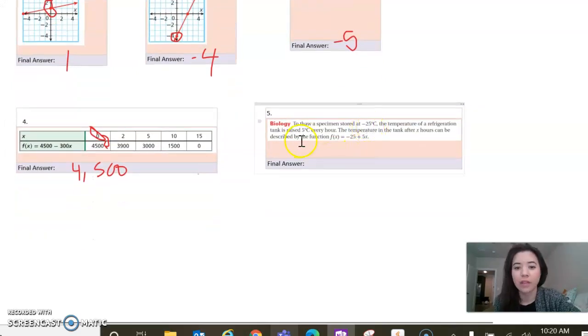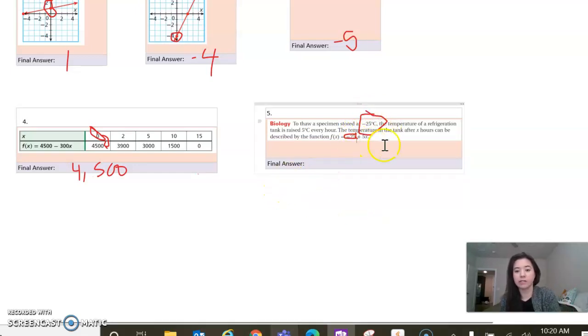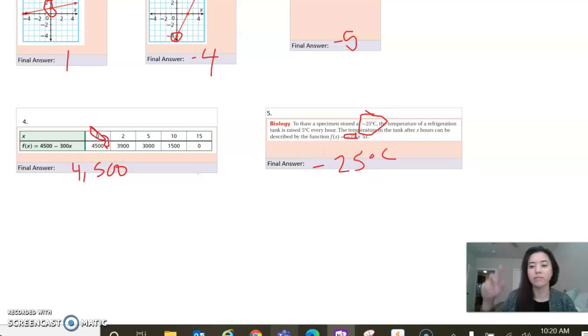And then lastly, to thaw a specimen stored at -25 degrees Celsius, the temperature of a refrigeration tank is raised 5 degrees Celsius every hour. The temperature in the tank after x hours can be described by this function. So again, you can do this two ways here. You can pull it from the equation. The number without the variable is the negative 25. Or you can say the specimen is starting at negative 25 degrees Celsius. So either way you look at it, for the y-intercept from the story problem, we get negative 25 degrees Celsius. That is what the specimen is starting at.